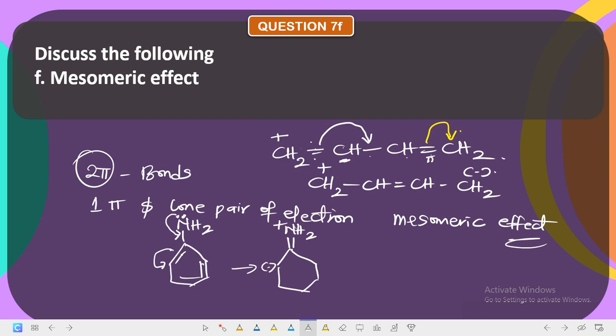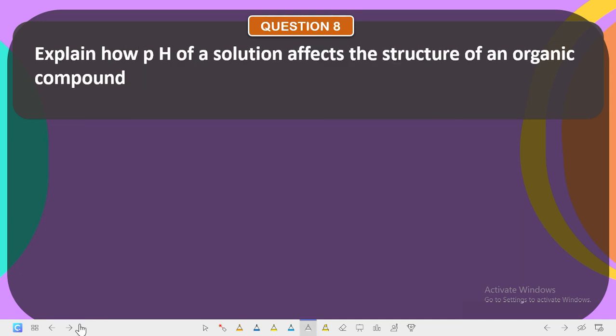Minus, because this one here is packing to this position, and then you have your double bond. All these effects are called mesomeric effects. Now, the next one is: explain how pH of a solution affects the structure of an organic compound.